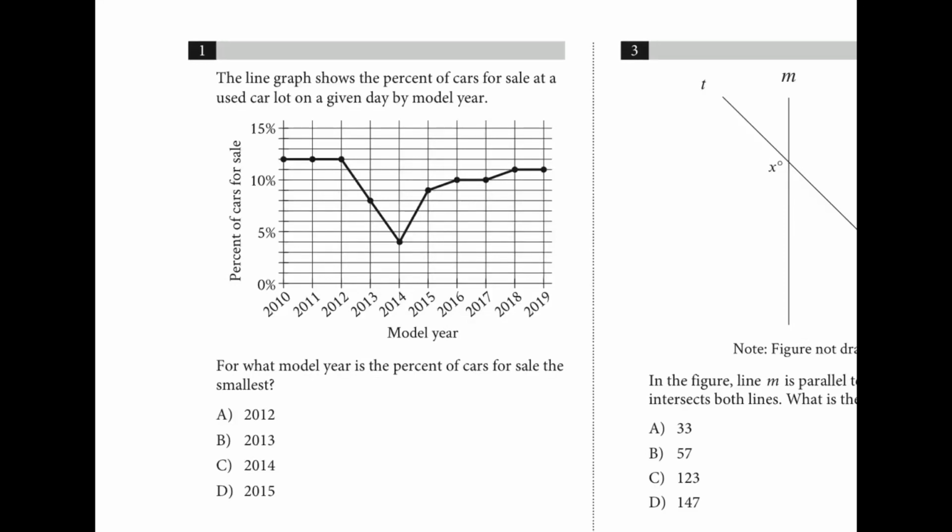Number 1, the line graph shows the percent of cars for sale at a used car lot on a given day by model year. For what model year is the percent of cars for sale the smallest? So our y-axis here is the percent of cars for sale. If you follow over the smallest, that is about 4%, and that is in 2014.